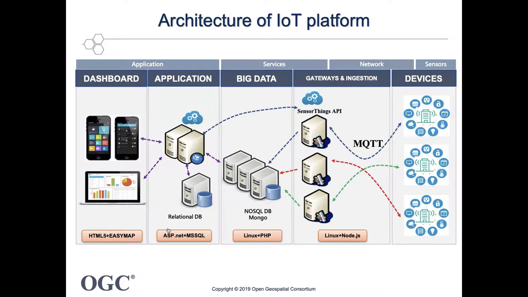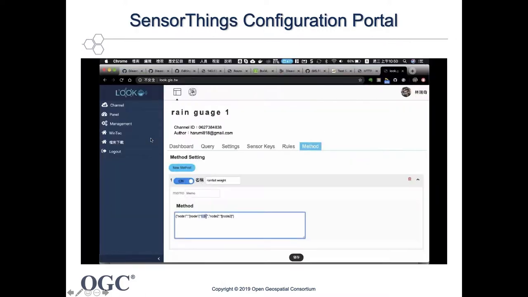So in Taiwan, we have tried very hard in the past several years to use the Internet of Things platform with some kind of architecture. We tried to establish a dashboard, use applications, and analyze lots of big data. There are many different kinds of gateways. We use MQTT and lots of sensor things API standards to receive all the devices' and sensors' information, which goes through here and in the end to the dashboard to be used.